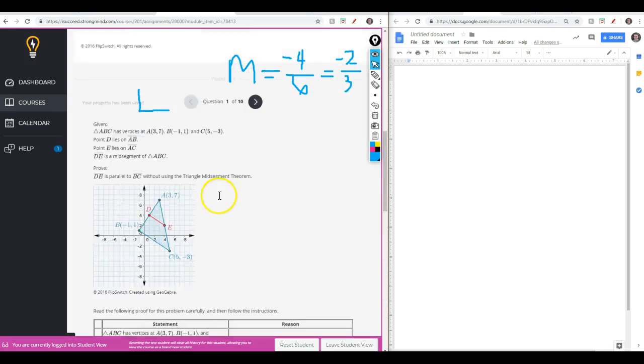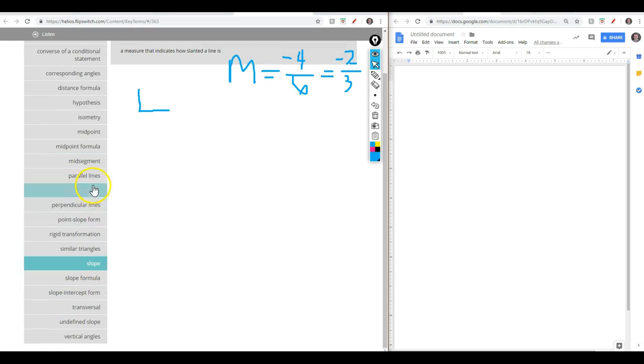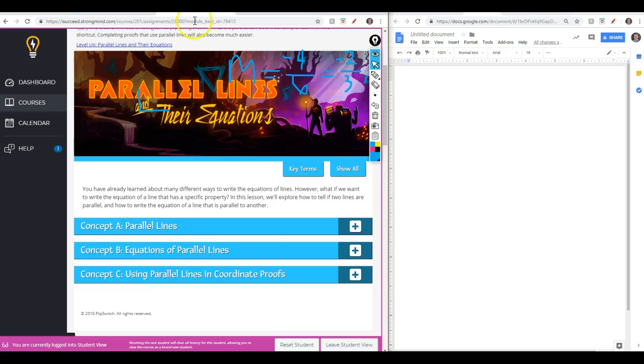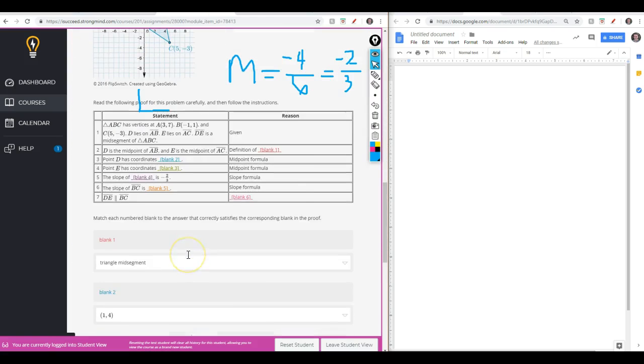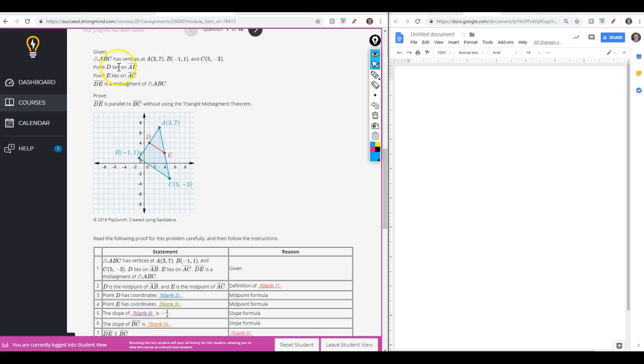Then I would go up and check key terms again and see if they had slope criterion for parallel lines. Or right here, parallel lines: two coplanar lines that never intersect. That doesn't really tell you anything. So I would just use the context clues to answer that question if you didn't have that written down in your notes. So now that we know that, I would write this down as an example so that I could refer back to it later on and see how a proof flows with these given things.